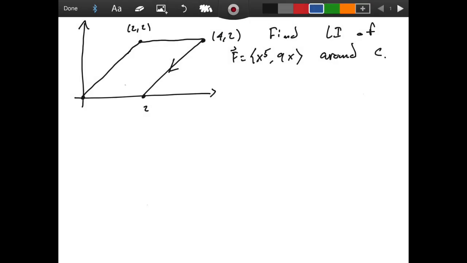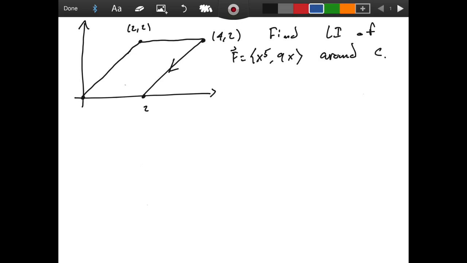Okay, so we have the boundary of this parallelogram. It's called C, and we want to find the line integral of this vector field around C. Okay, so notice a couple of things here. The first thing to notice is that we are going in the clockwise orientation, not the counterclockwise orientation.